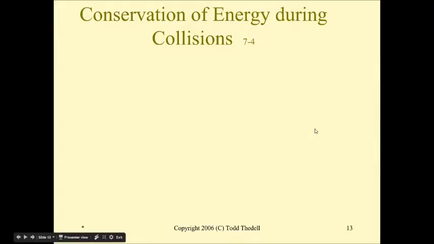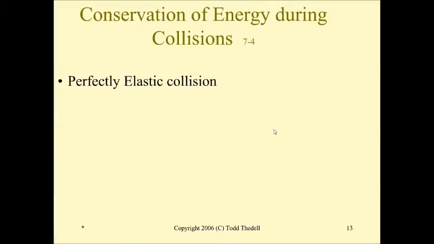Okay, so now we're going to look at conservation of energy during collisions. The first type of collision we look at is what's called a perfectly elastic collision. Now, the word perfectly doesn't always get into the story, but if it says it's an elastic collision, then we assume it's a perfectly elastic collision. During a perfectly elastic collision, kinetic energy is conserved. We also know that momentum is conserved, but this is just doing a perfectly elastic collision.